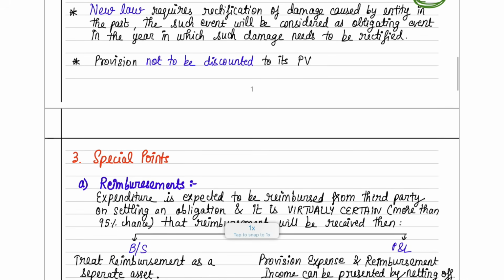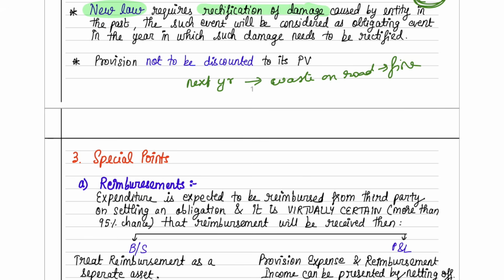Okay. Next is new law requires. So in case there is a new law coming in, from next year onwards they are saying that whoever throws any waste on the road, like your chips packet and chocolate wrappers, will be fined. So like that a new law is going to come. So if it requires rectification of damage caused by the entity, let me take another example.